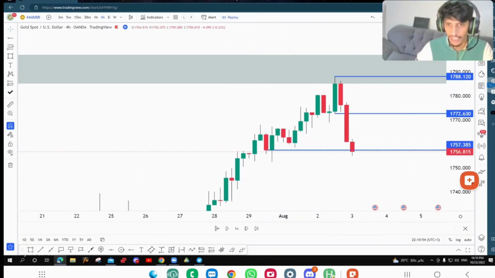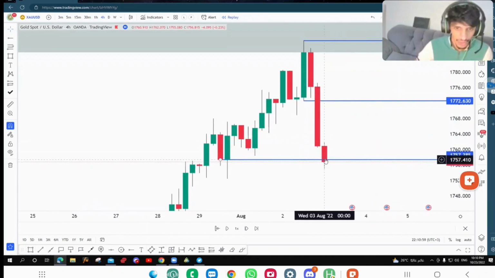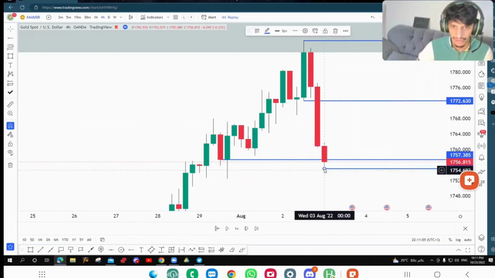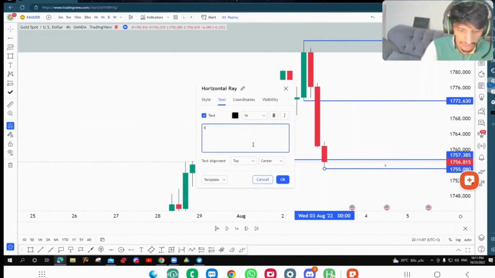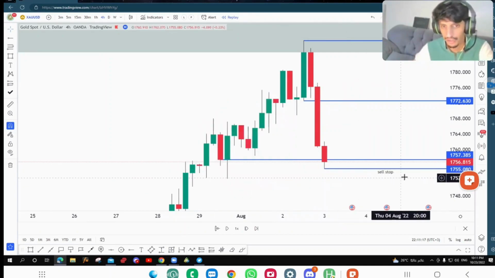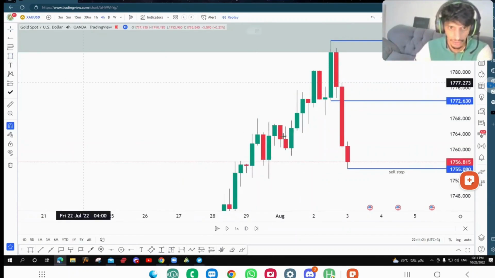Now there is another trick here. Now we have closed below support, right? Now most people will put a sell stop here. They will put a sell stop, which is not wrong actually, but I want to do something here.